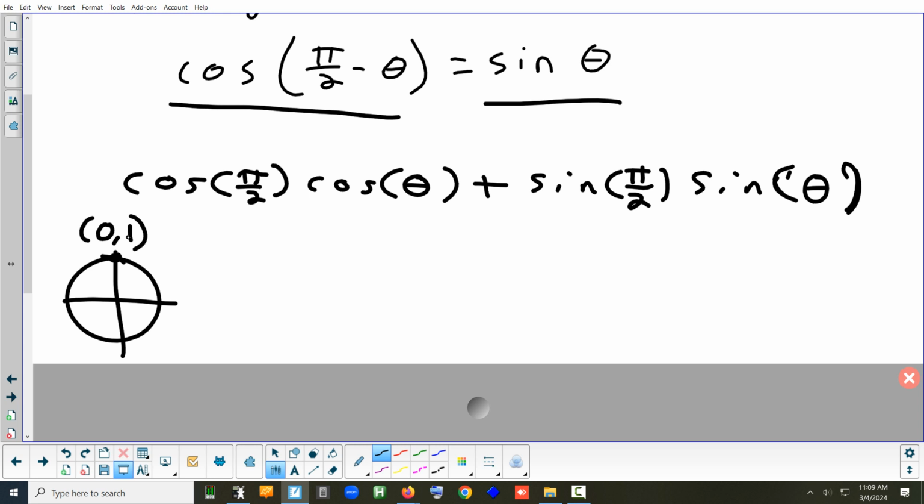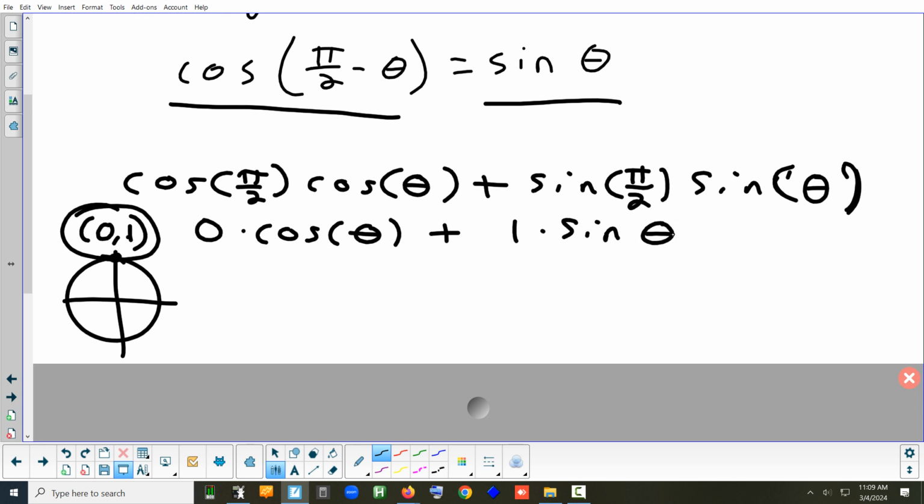Cosine is which letter? X. And what's the x in that coordinate? 0. So we get 0 times, well, cosine theta, we'll just leave it. Okay, I know something's going to happen. We'll talk about that in a second. Right, and now the sine of pi over 2. What's the sine using that coordinate? 1. Yep. Now what happens there? The cosine and 0 cancel out. Yeah, 0 times anything, that whole part is just gone. And then the 1 in the sine just becomes sine. Right, and 1 times sine becomes just sine, and that's exactly what they wanted you to show.